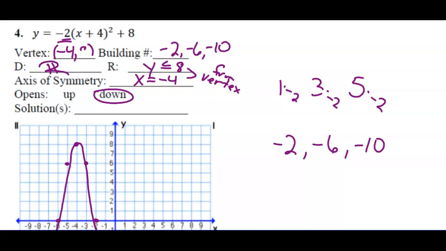All right, questions? All right, let's move on to quadratic formula. So my solutions were (-6, 0) and (-2, 0).